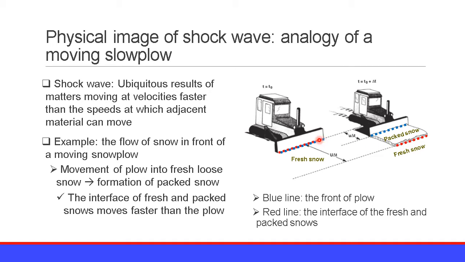During this period, the front of the packed snow moves even faster and reaches here. At the zero time, there is no packed snow, therefore the position of the edge and snow front are the same. But after moving delta t, the fresh packed snow's front goes faster than the edge. So this is one example. This snow plow is the particle or flyer, and the packed snow's front is the shock wave front.